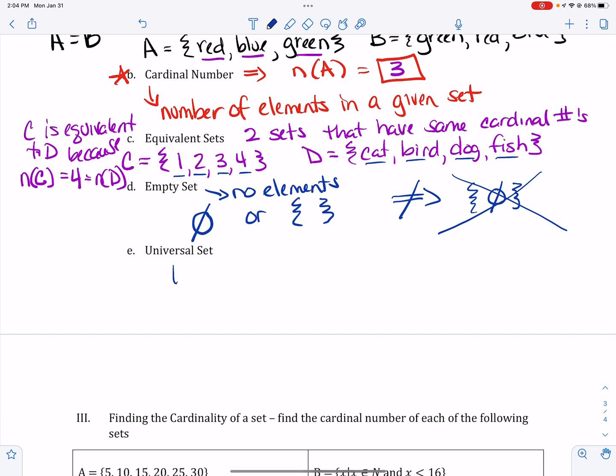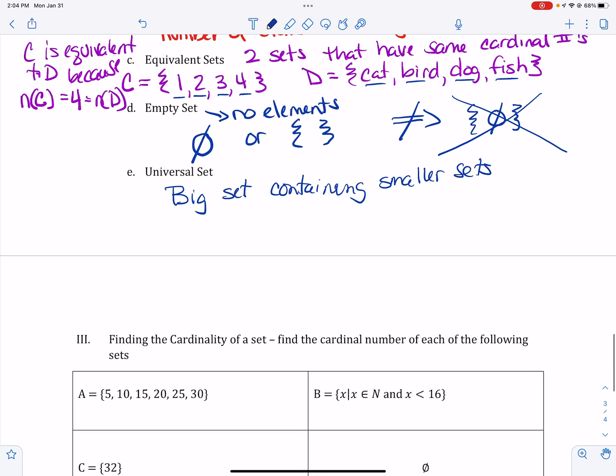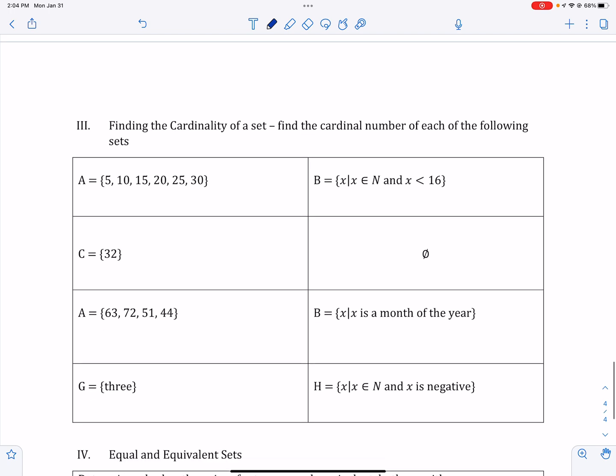And then the universal set is the big set containing smaller sets. And we'll look at that more when we get to 2.3, okay? So these examples right here, when it says find the cardinality, it's not going to say find the cardinality. It's going to say this, N of A. And so when I see N of A, that means I want to count the number of items in A. So 1, 2, 3, 4, 5, 6. So the cardinal number is going to be 6.